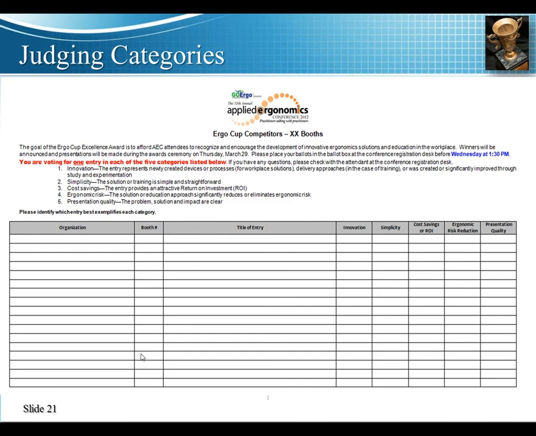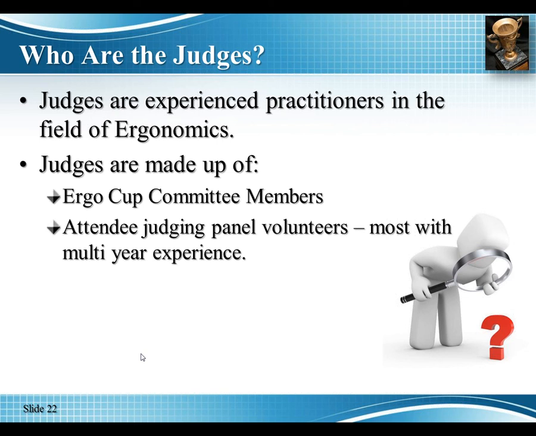This is an example of one of the judging documents that we use. This one is actually for one of the awards we give out, but again, it shows you what we use for judging. We go through every single one of the booths, and we look at innovation, simplicity, cost savings, ergonomic risk, and presentation quality. We take all this into consideration once you have made it to the Ergo Cup.